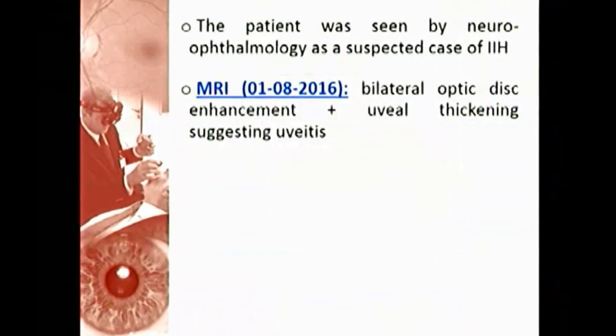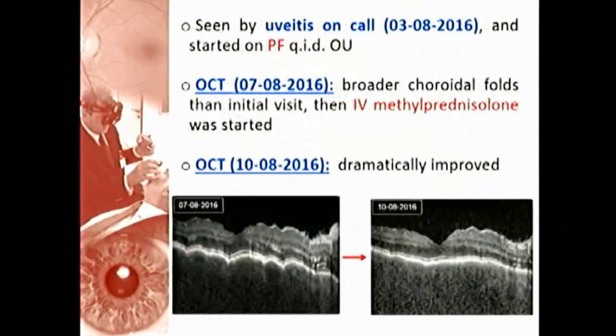They did MRI for the patient, and it showed bilateral optic disc enhancement plus uveal thickening, suggesting uveitis. Then the patient was seen by uveitis on call and started on Bridford QID. After 4 days, the choroidal folds became broader, and the uveitis on call decided to start the patient on systemic steroids. After 3 days, you can see the improvement of the choroidal folds after starting the systemic steroids.